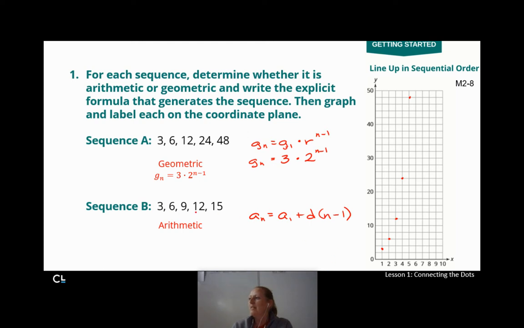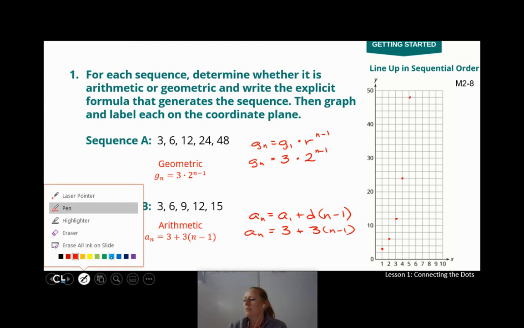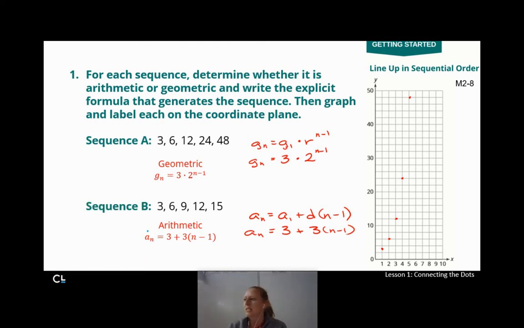So I can see that my first term is 3. My common difference is also 3 though, right? Because I'm adding 3 every time. And there's my explicit formula. There it is, all pretty and tight. Of course, we are also asked to graph this one as well. I'm going to use a different color just to make it a little easier to see.